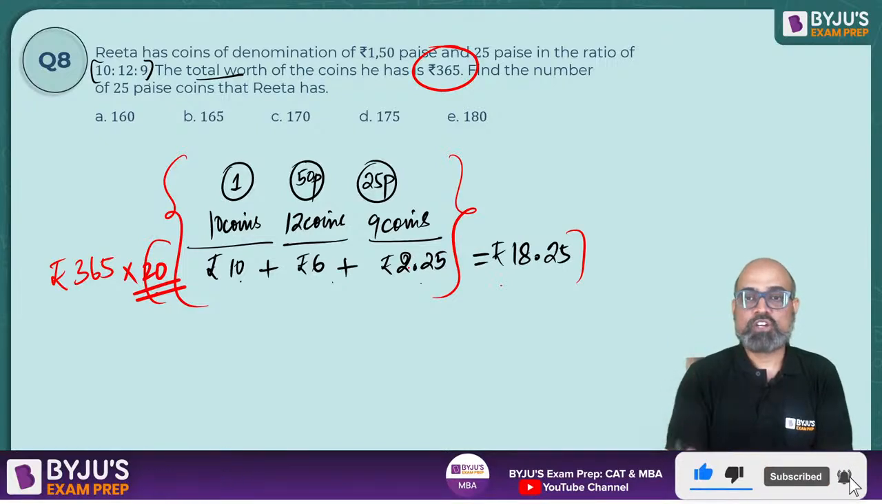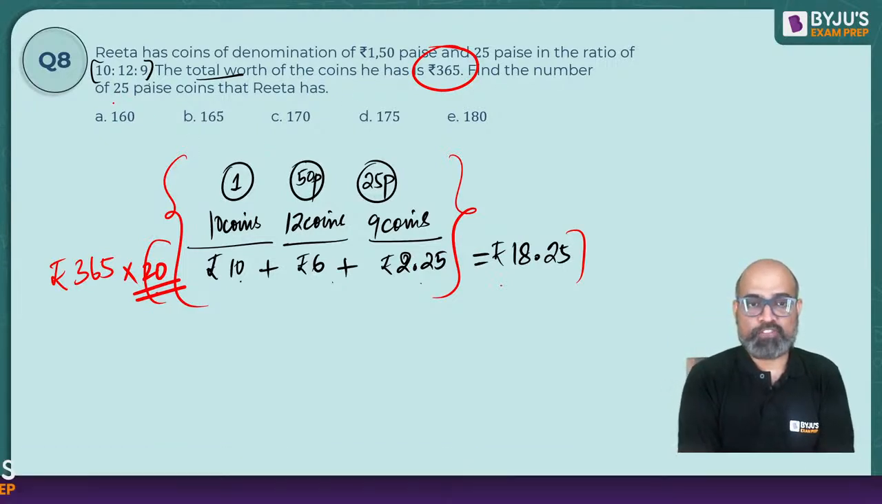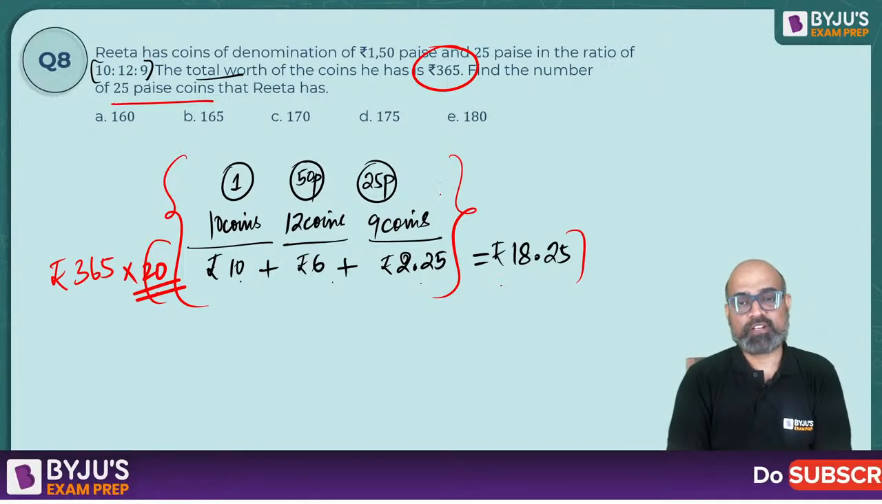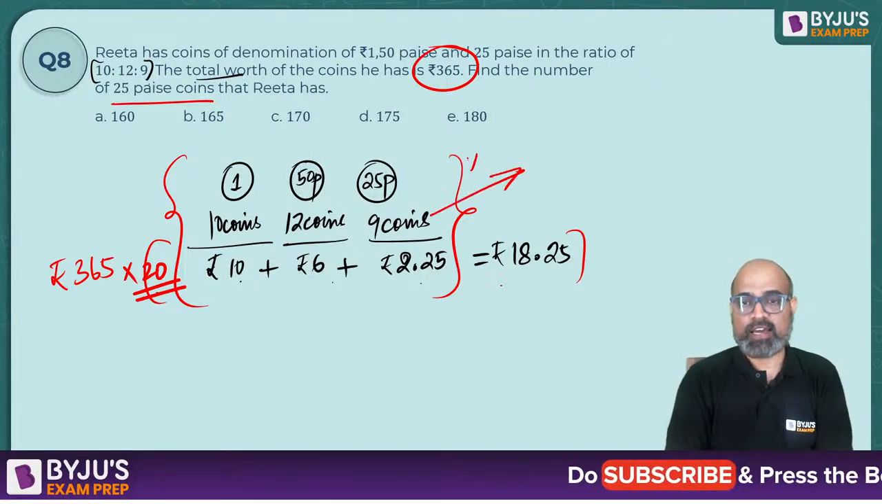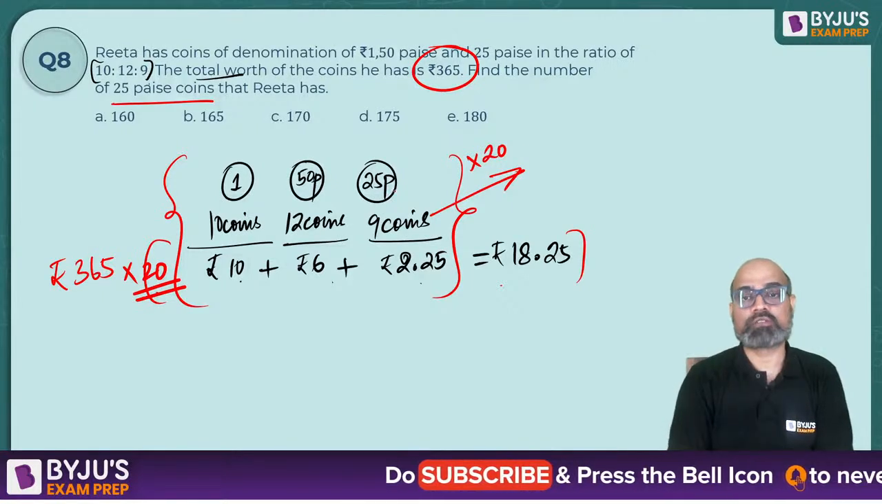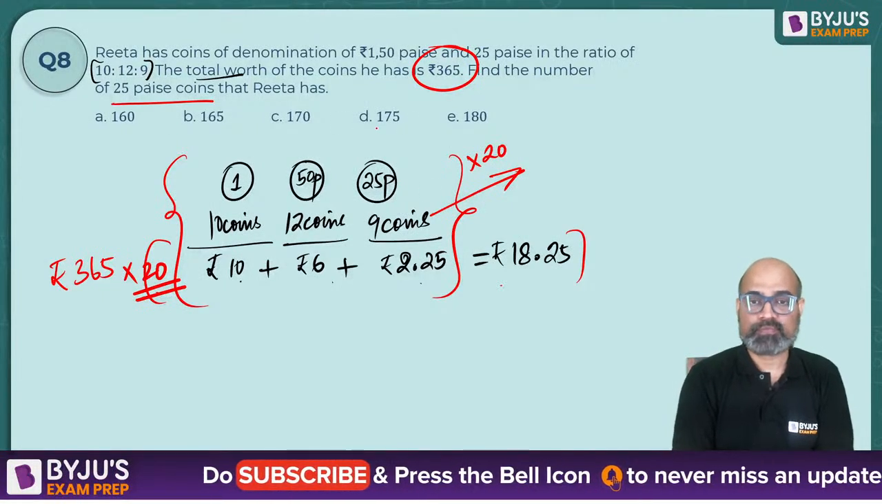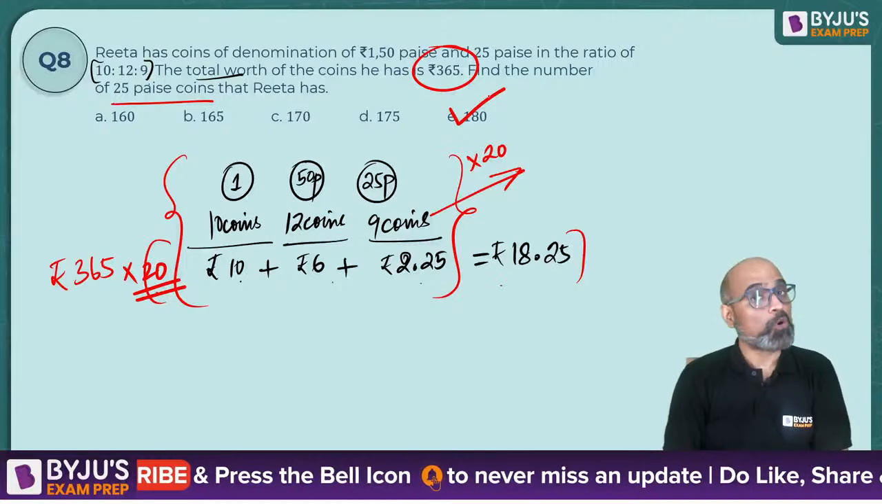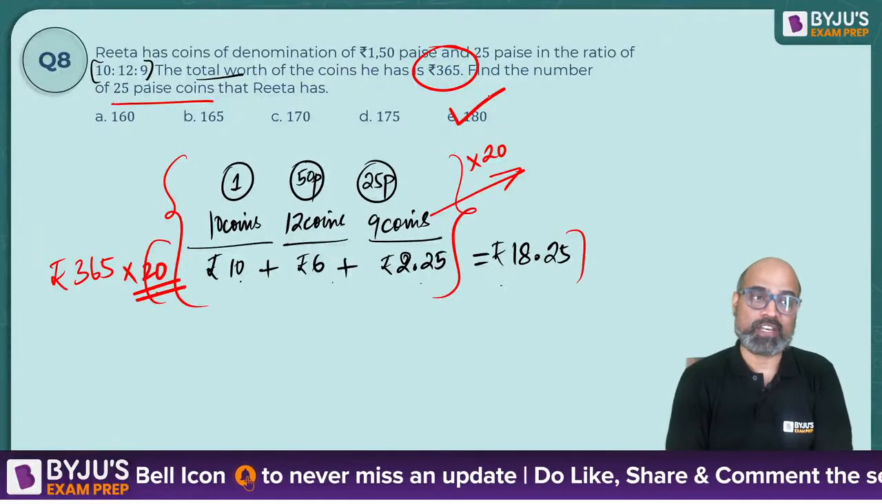ठीक है? So how many 25 paise coins does Rita have? So Rita has 9 into 20, these many coins. 9 into 20 बोले तो 180. So most of you were correct. Answer is 180.